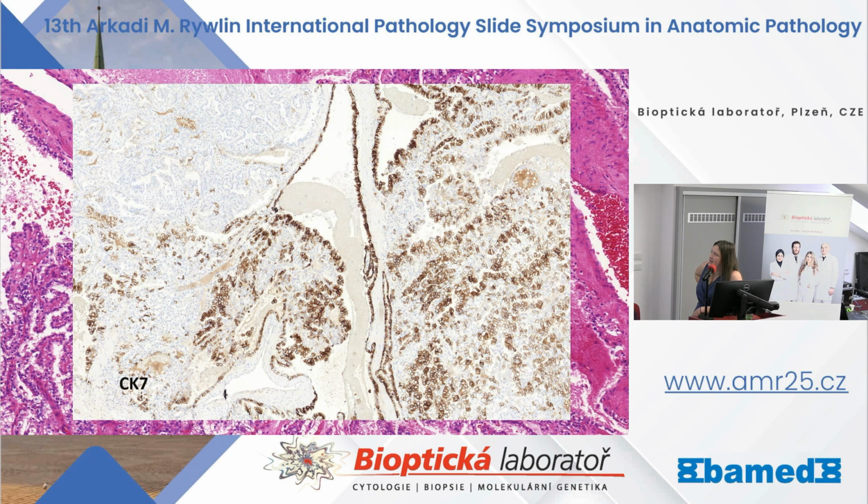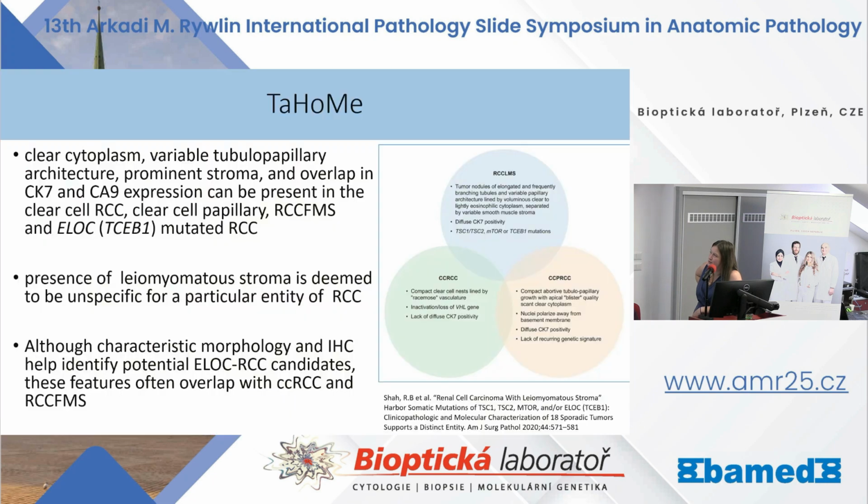However, I performed molecular genetic testing because of the morphology and immunohistochemical profile, and we revealed the mutation of VHL, and we revealed the deletion of 3p. So this is clear cell renal cell carcinoma, and not the TSC1 or 2 or mTOR mutated renal cell carcinoma with fibromyomatous stroma, or ELOC mutated renal cell carcinoma.